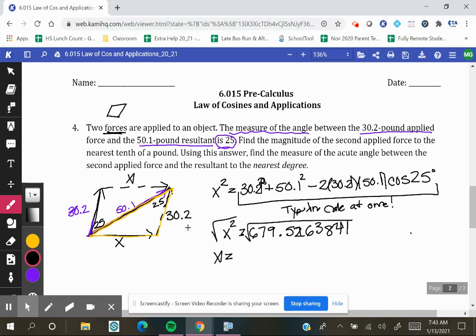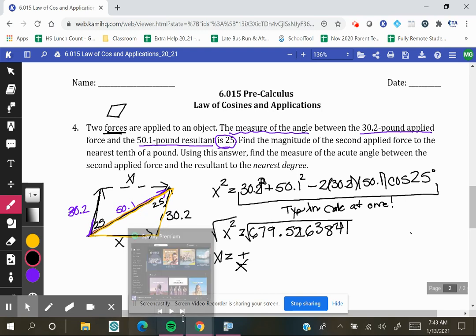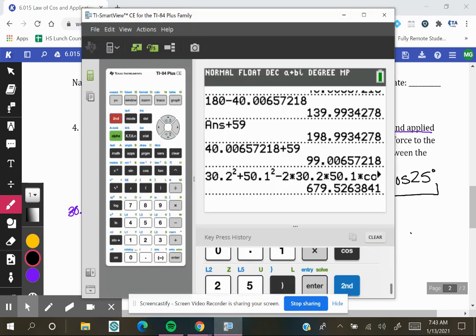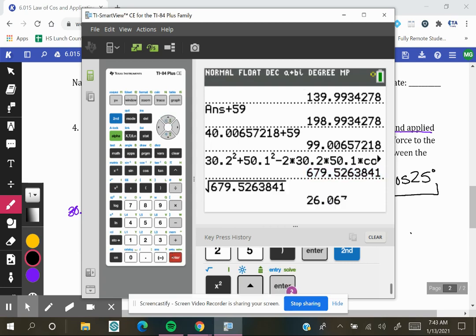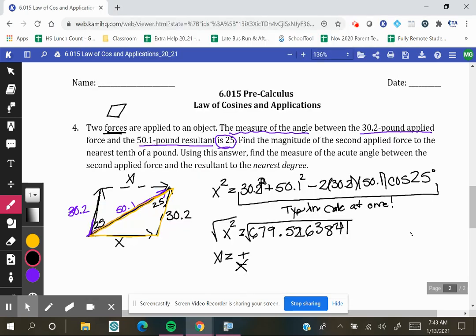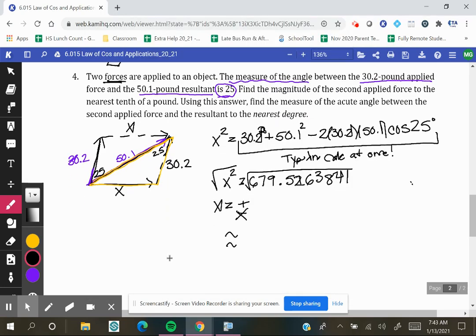And anytime we take the square root, we have plus or minus. But since this is a length of a side, we know we can reject that negative right off the bat. So I'll do second radical and grab that last answer, or you could do second negative there. Write out your entire decimal. I'll let you guys write that out. And then round to the nearest tenth, it says. Okay, so that would be 26.1. So that's our 26.1 pounds. And that's the first part.